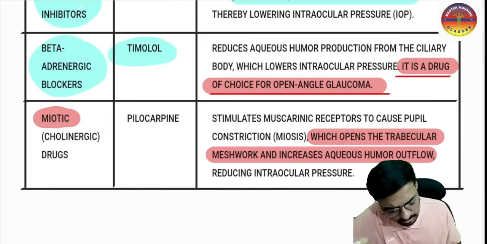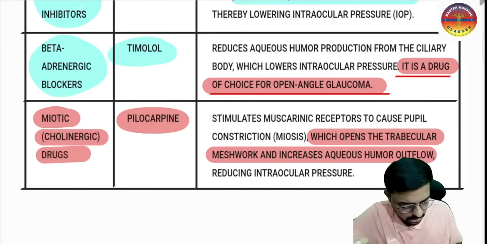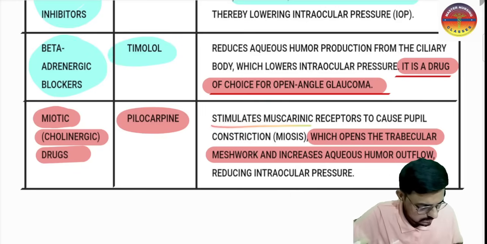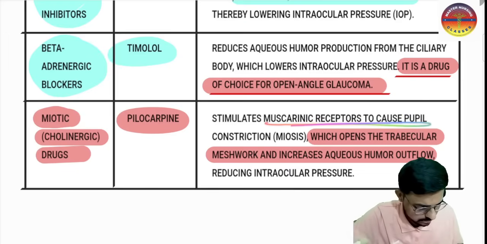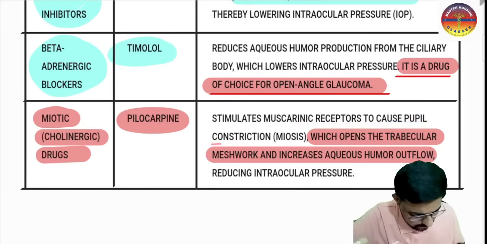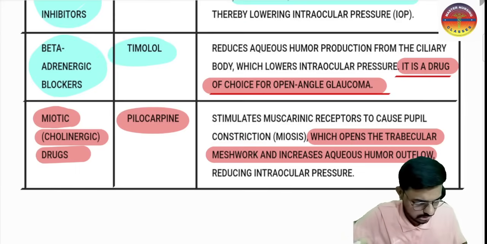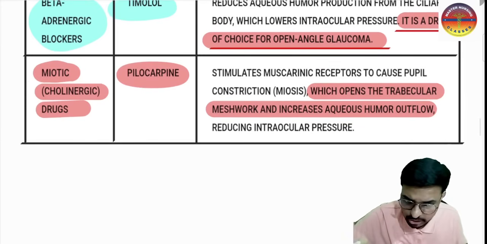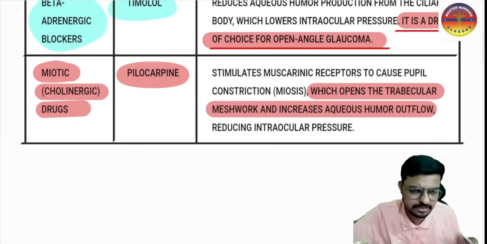And here we have the miotics. Miotics are the cholinergic drugs. Here we have the eye drops pilocarpine. What will pilocarpine do? It stimulates the muscarinic receptors, mainly of the pupils, and causes constriction of the pupils. That causes the miosis, and miosis means the constriction of the pupils. This opens the trabecular meshwork and opens the angle, which is helpful in increasing the drainage of the aqueous humor fluid.